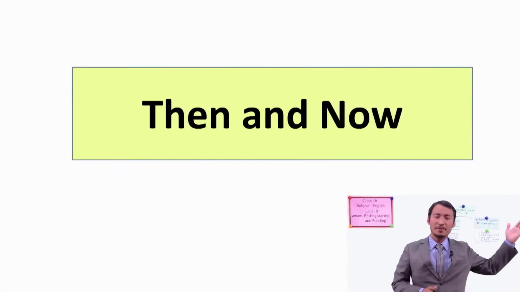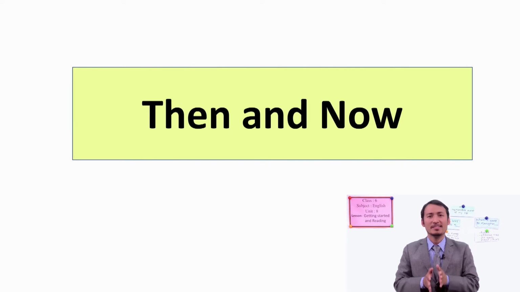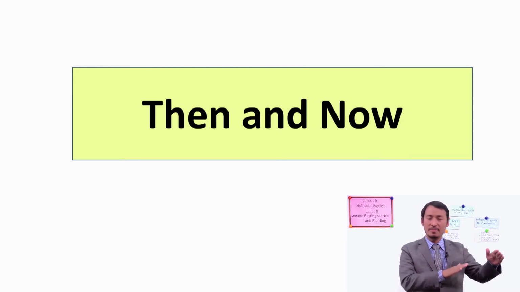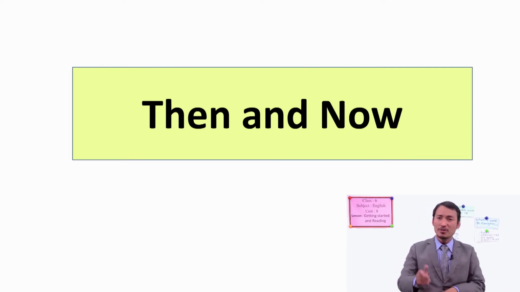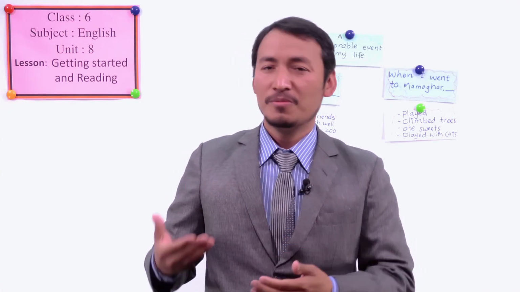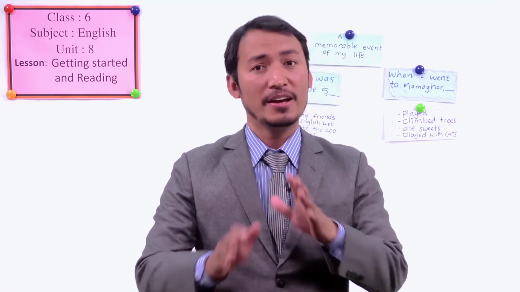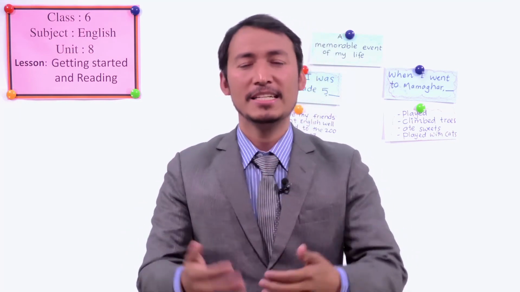Then means previous time, and now means at present time. Then means past, now means at present, this time. So when we are talking about the differences, we can call it then and now. We have a difference between then and now. There are differences in different ways in our today's world. I'll show you some examples through pictures, and we will see the lesson.